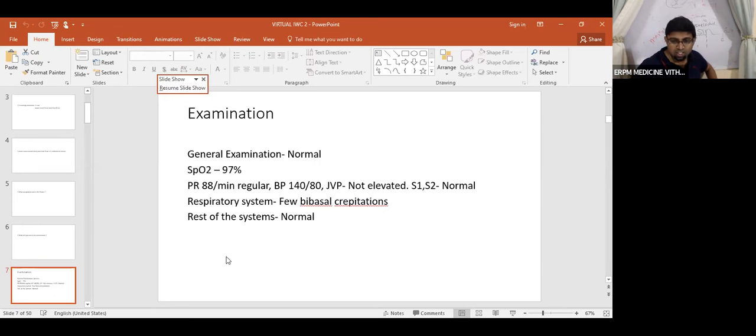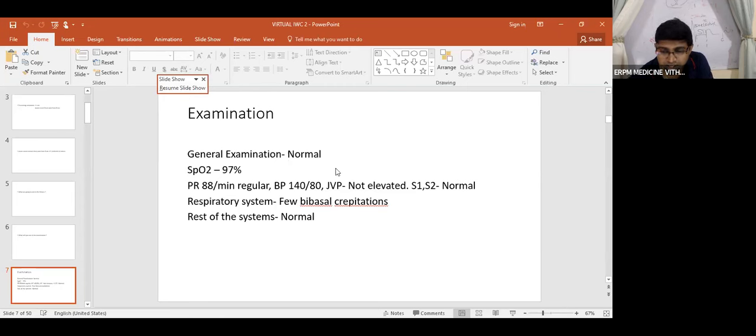So these are the findings. The general examination is normal. We have connected the patient to the pulse oximetry where the saturation is showing as 97%. The pulse is 88, which is regular. You are checking the blood pressure. The blood pressure is 140 by 80.